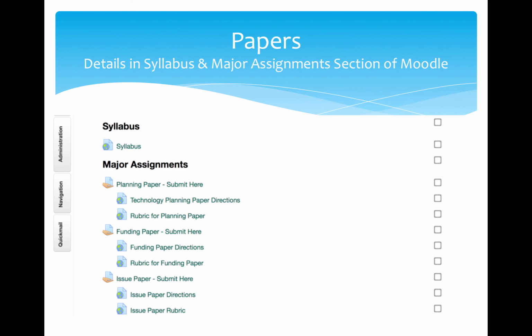And so if you want details about the papers, they're all listed in the Syllabus and Major Assignments section of Moodle. That's where you're going to hand in the papers, that's where the directions for the papers are, and that's where the rubrics for the papers are. So as you start a unit, you might look over that information because that's where you're heading with that unit.